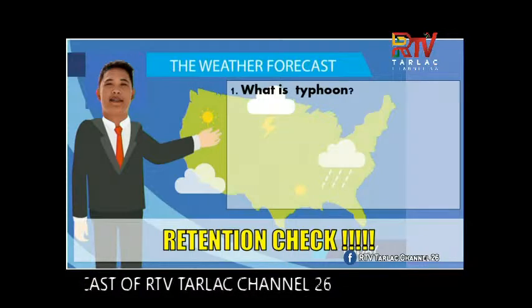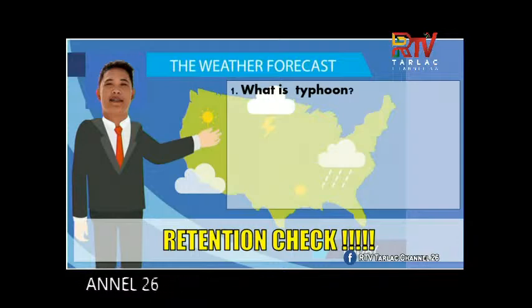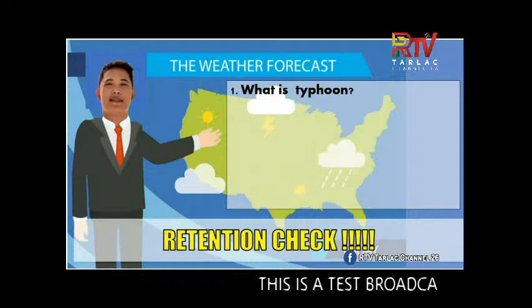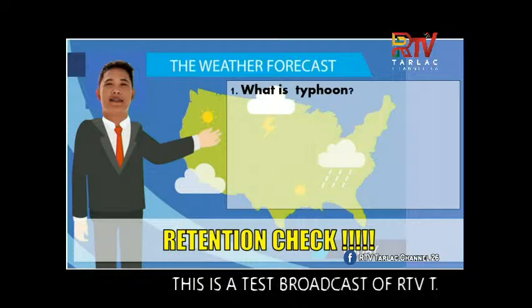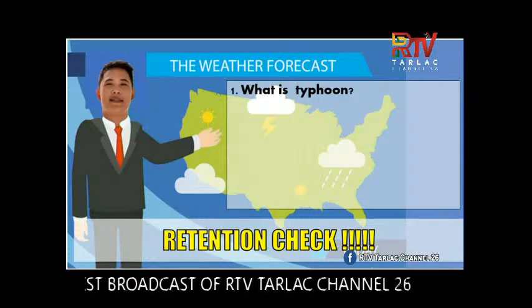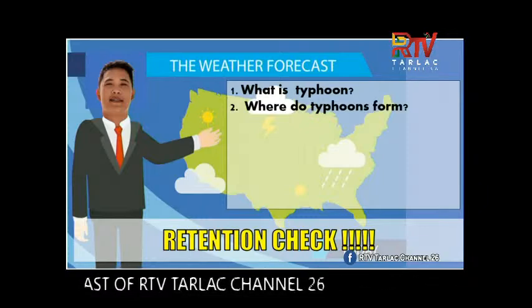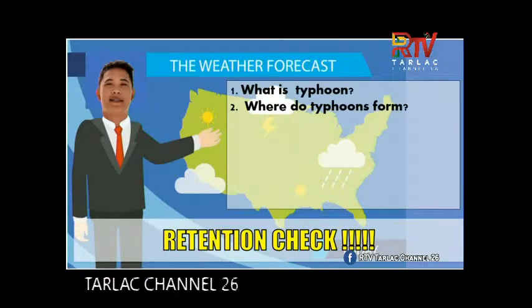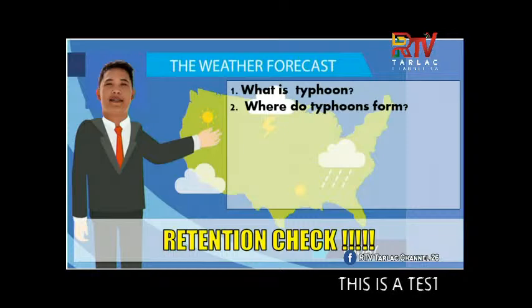Correct! Typhoon is a giant rotating storm that brings wind, rain, and destruction. It is generally known as tropical cyclone. Typhoon is the term used in the countries located in the western North Pacific Ocean like our country, the Philippines. Second question, where do typhoons form? You are right. Tropical cyclones or typhoons can only form over oceans of the world.